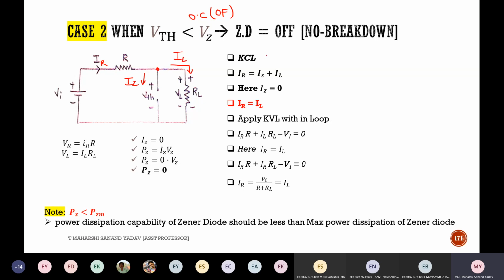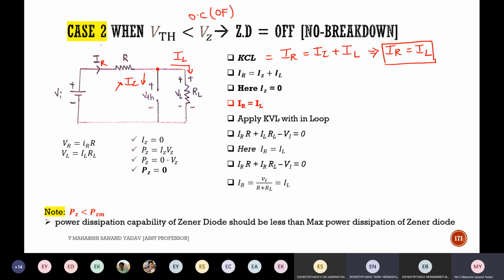So from KCL, how do you write it? IR is equal to IZ plus IL. If it is open circuited, will there be any flow of current? No. So IZ will be 0. That's why I'm replacing it with 0. So IR is equivalent to IL. Clear till here at least?